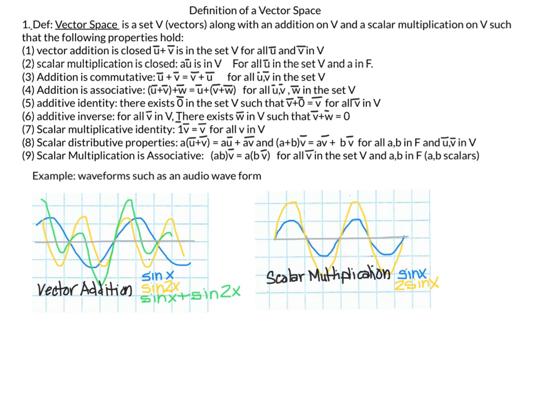Looking at our properties, you can probably convince yourself that vector addition is closed. When you add two waves, you're still going to have a wave. And scalar multiplication is also closed, so adjusting the height of a wave still gives you a wave.